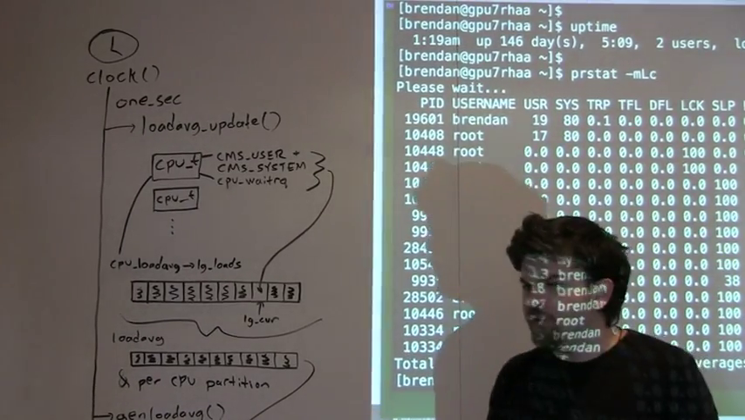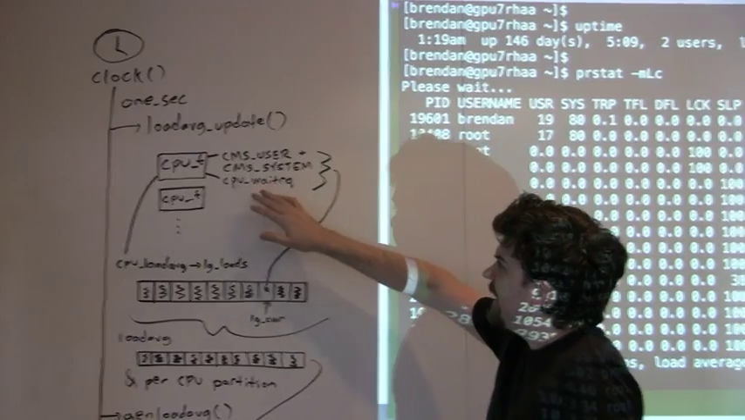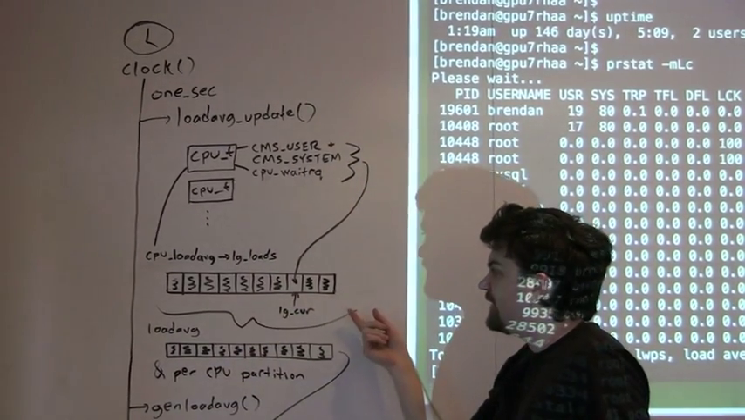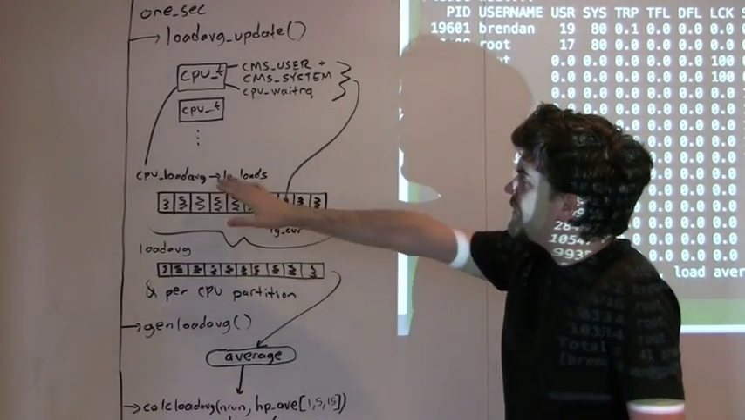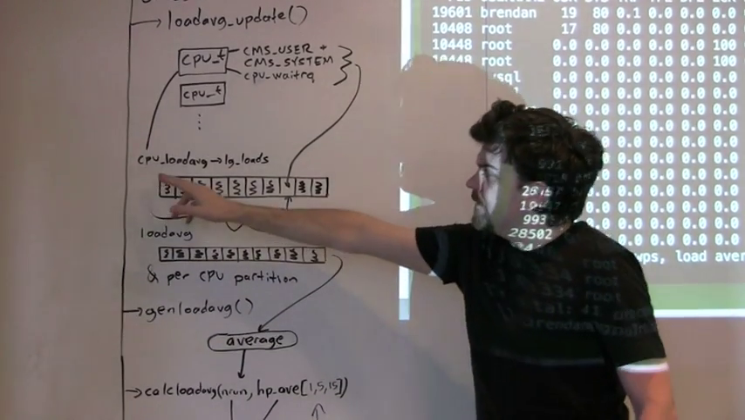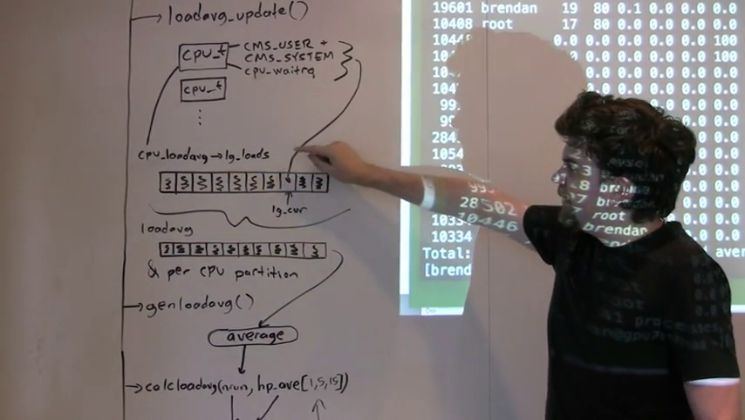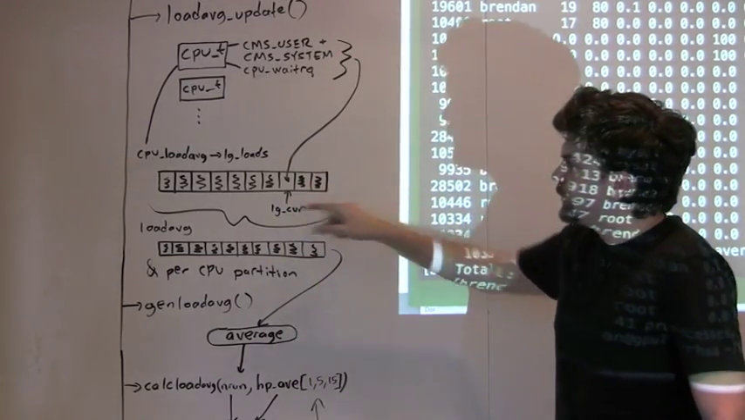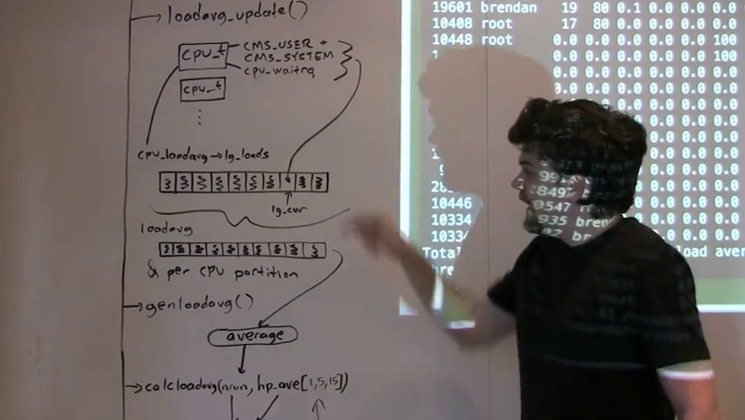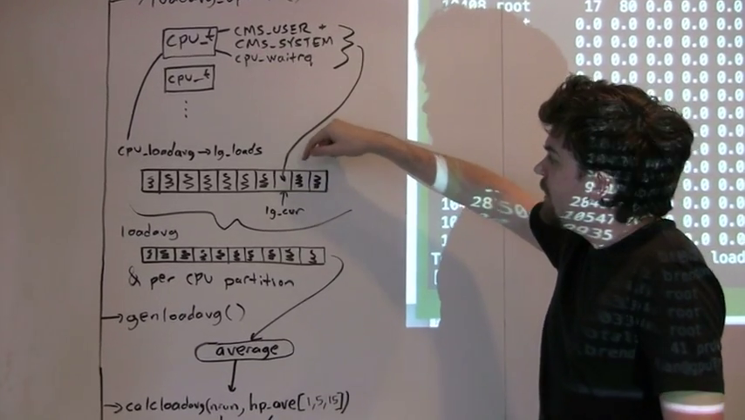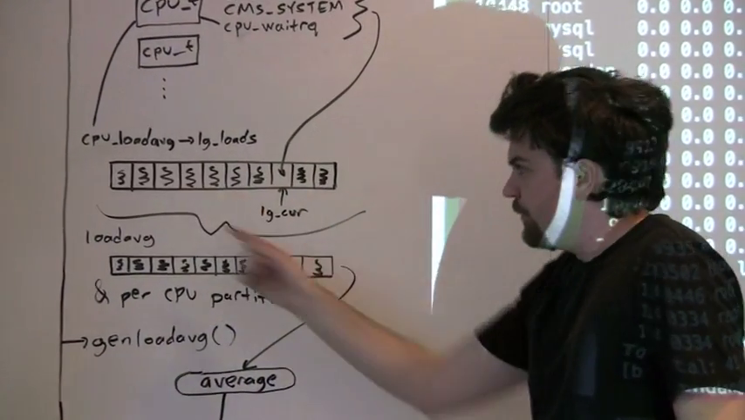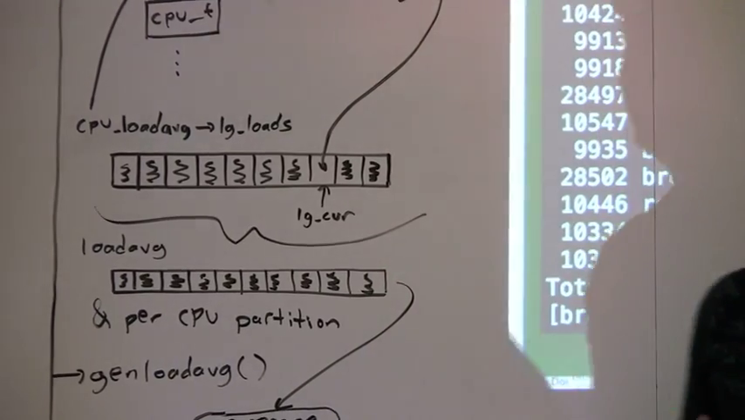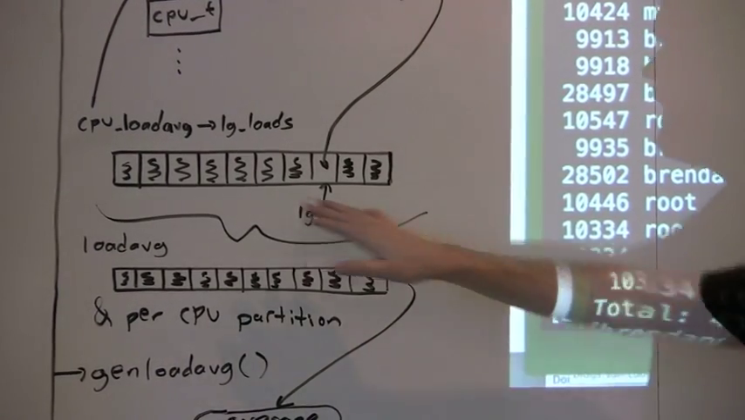How that works in a little bit more detail, we take these values and they're populated into an array of 10 members, which is part of the CPU structure, cpu_t. This is cpu_load_average, lg_loads. And this steps through the 10 members. Each second it will step to the next member, and it will rotate through this array of 10, so that it has the last 10 seconds worth of load average.